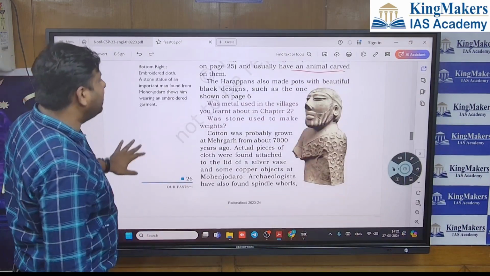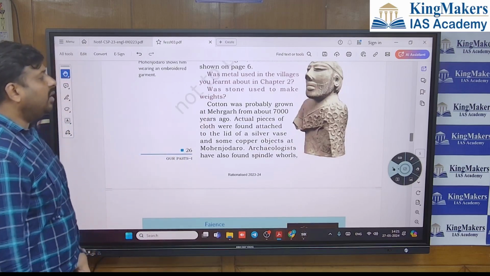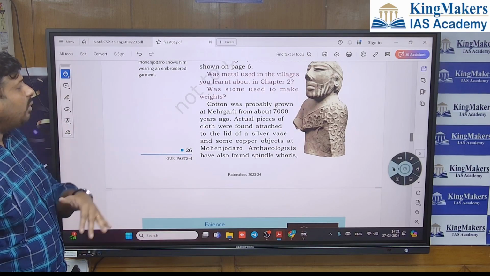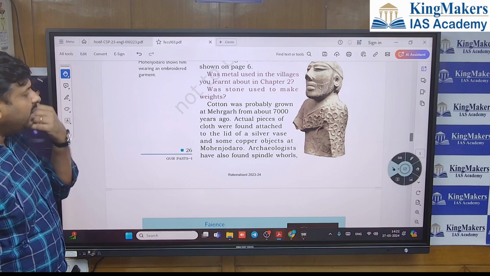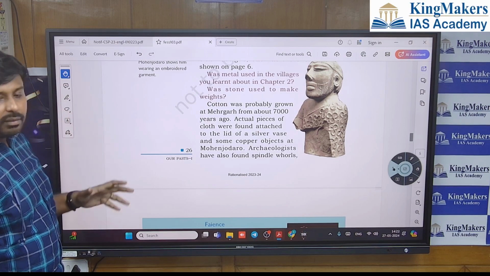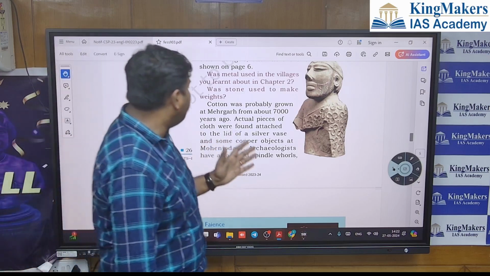Made beautiful black designs. So look at this person now. He's called the priest. He had a nice shawl over his head. Look at the carving in his beard, and look at the bead on his forehead. So all of this. It's a terracotta toy. It's called Priest King. So it's a famous one.